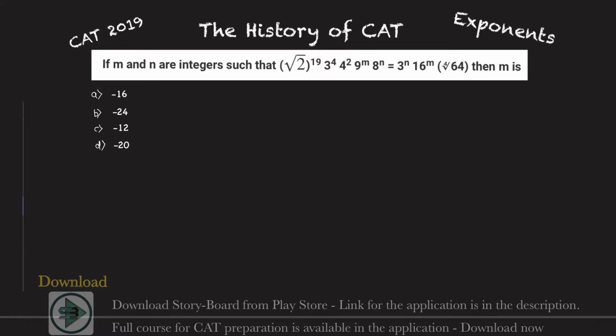So if you can see it here carefully, it is square root of 2 raised to 19, 3 raised to 4, 4 raised to 2, 9 raised to m, 8 raised to n, equals 3 raised to n, 16 raised to m, power 4, square root of power 4 raised to 64. So that's what you get here.